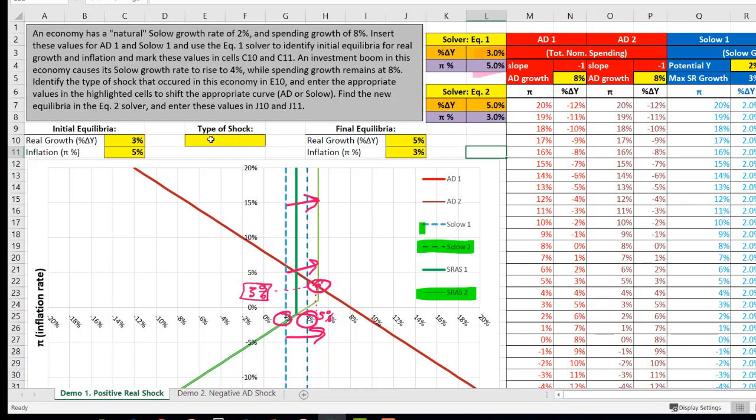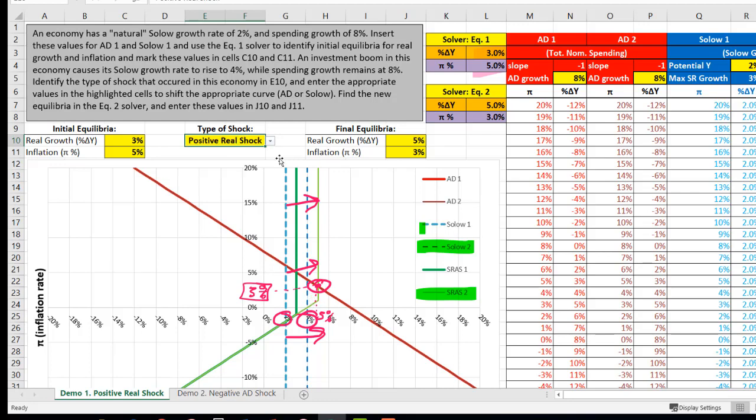And then the only other thing I need to do is indicate the type of shock. And here again, it's validated, use the drop-down. So is it a positive real shock, negative real shock, positive demand shock, or spending shock, nominal shock, or negative demand shock? Well, I shifted the solo curve, right? That's real business cycle, right? So that's a real shock. We got an increase in factors of production. We got an increase in capital in this case because of more investment.